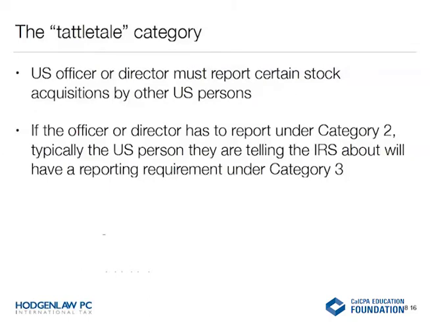So if you haven't picked up by now, I think of this one as the tattletale category. This is where a U.S. officer or director has to report stock acquisitions by other U.S. persons. And often that officer or director is reporting you under Category 2, which means you would need to report yourself and your stock acquisitions under Category 3. So what they're telling the IRS really is, hey, this person acquired stock in the company that I work for, so you should be looking at their tax return to see if they're filing a 5471.